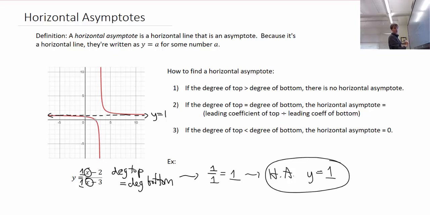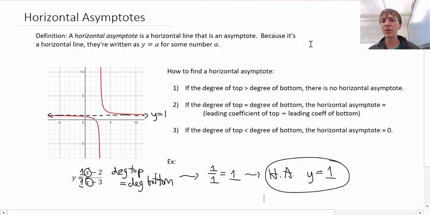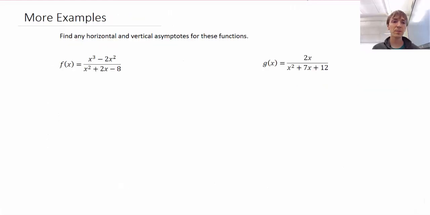And sure enough, if I look at the graph, I see right here at y equals 1 that the graph is approaching that line from both sides. Okay, and the nice thing about rational functions is if it's a horizontal asymptote on the left, it will also be the same horizontal asymptote on the right, and vice versa. So, important to note, you can only have at most one horizontal asymptote if you're a rational function. Okay, let's do 2 more examples.